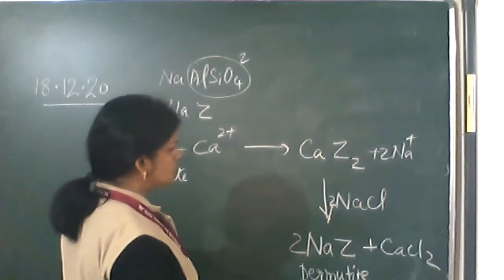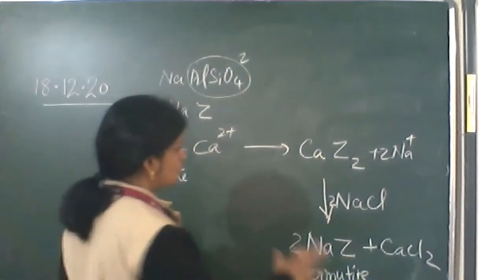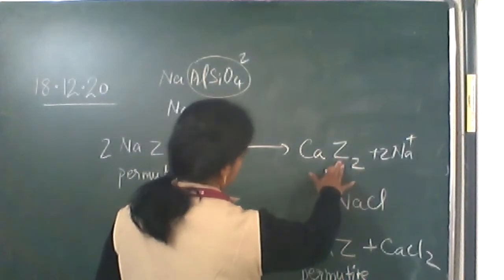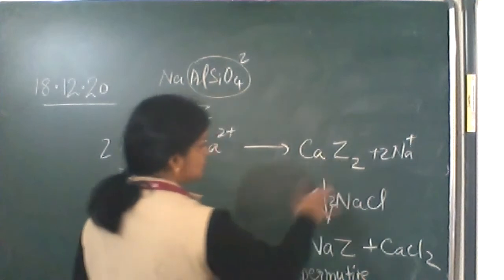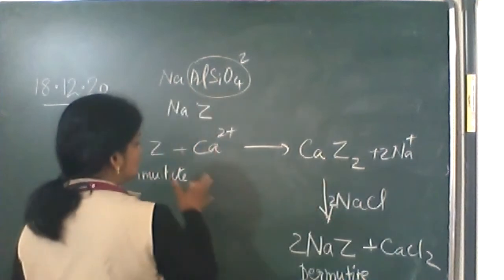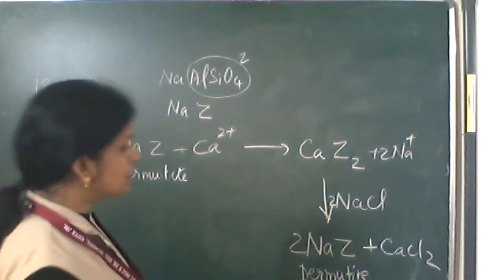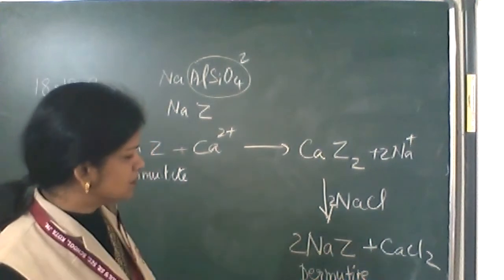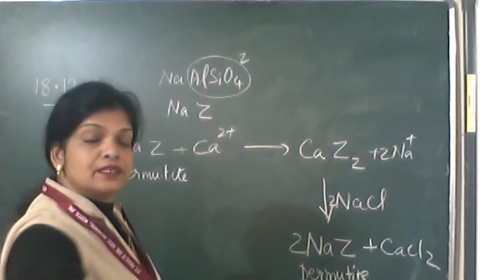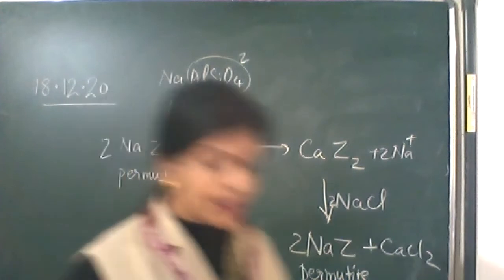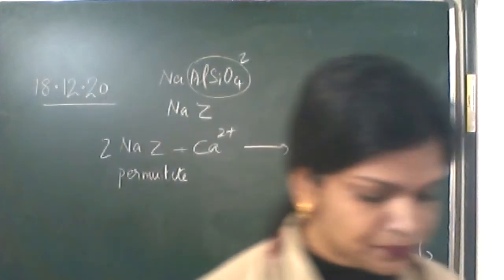Once all this Z gets utilized, we say the permutit is exhausted. To regenerate that, the next step is what? Pass NaCl solution. So this method is called the ion exchange method.